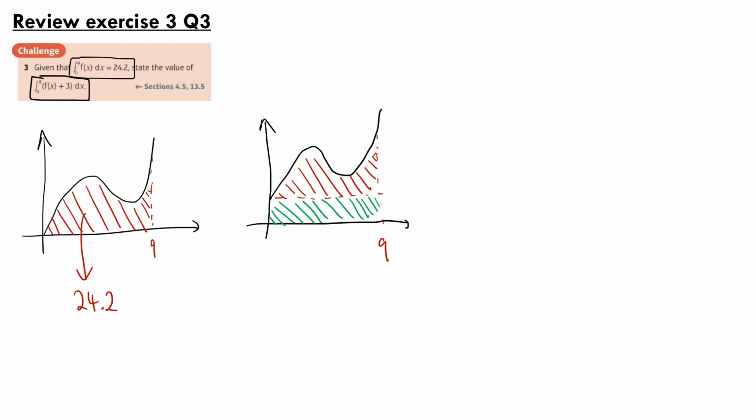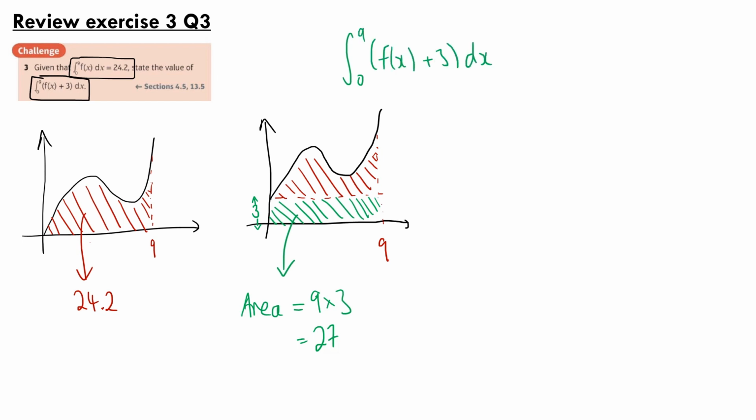But now we've got this extra little rectangle at the bottom, which we need to add to the integral. And for the area of this little extra bit, we know that the height of the rectangle is going to be 3, because that's how much we moved the curve upwards, and we know that the width is 9. So the area of this extra little rectangle is just 3 times 9, which is 27. So the value of the integral from 0 to 9 of f of x plus 3 dx is going to be equal to 24.2 plus 27, which is 51.2.